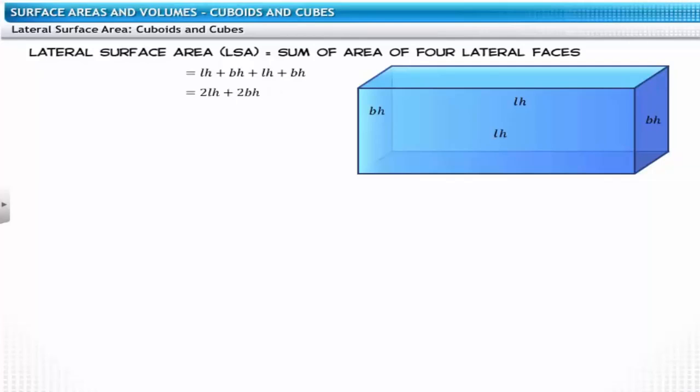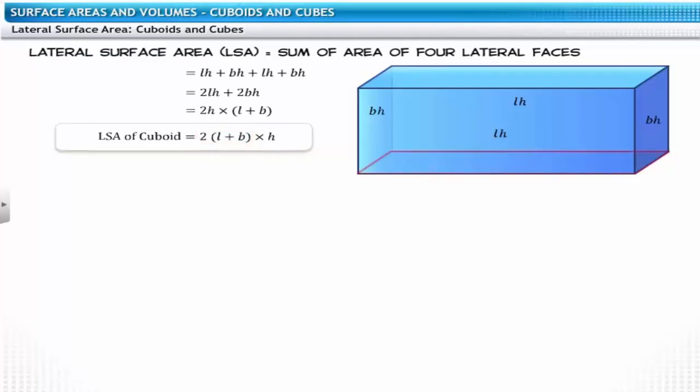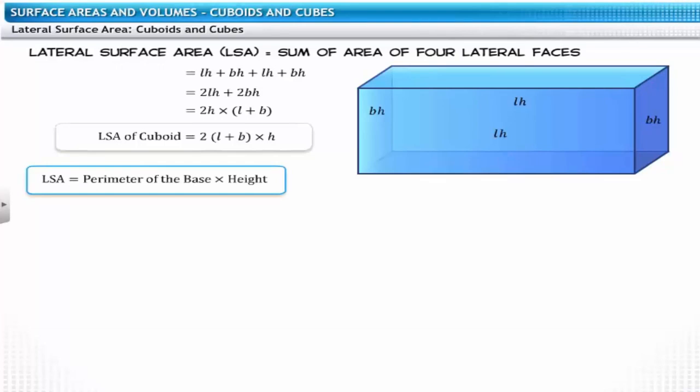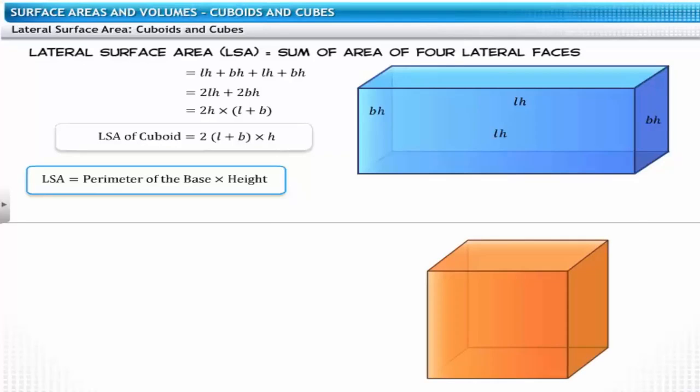On simplifying this expression, we get the formula as 2 times the height multiplied by the sum of the length and breadth. Let's rearrange this formula. Here the expression twice the sum of length and breadth is equal to the perimeter of the bases. Hence, we can also define the lateral surface area as the product of the perimeter of the base and height of the cuboid.